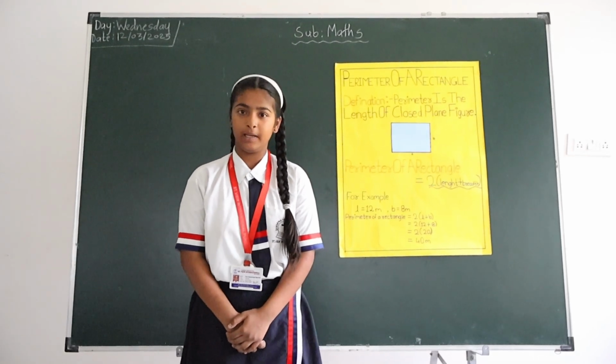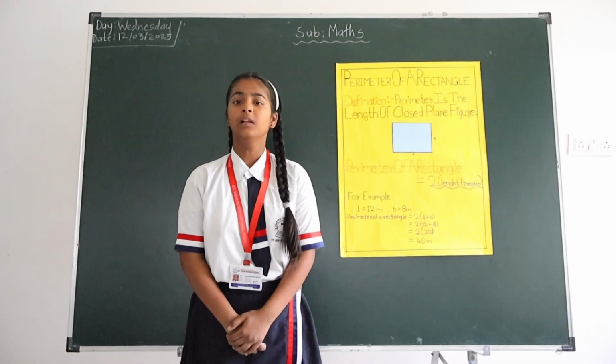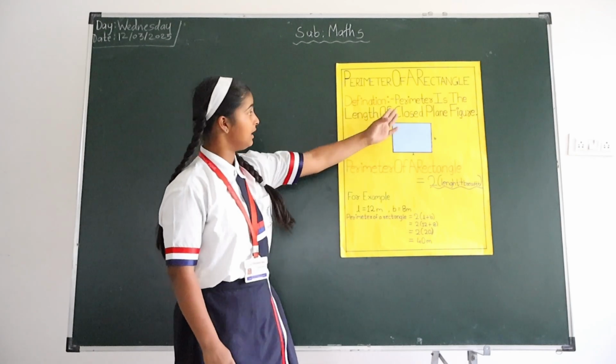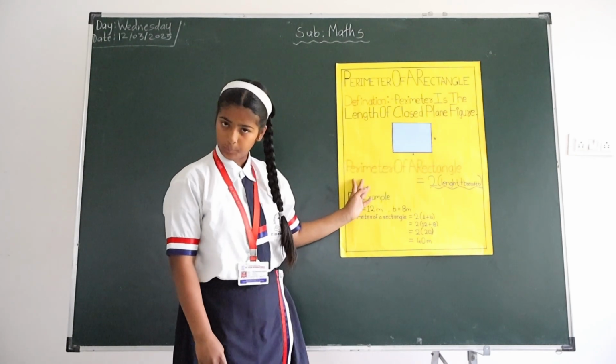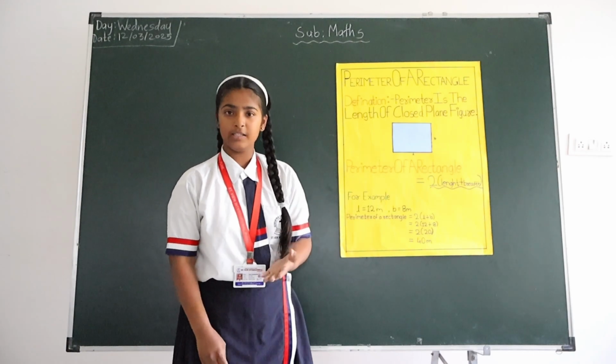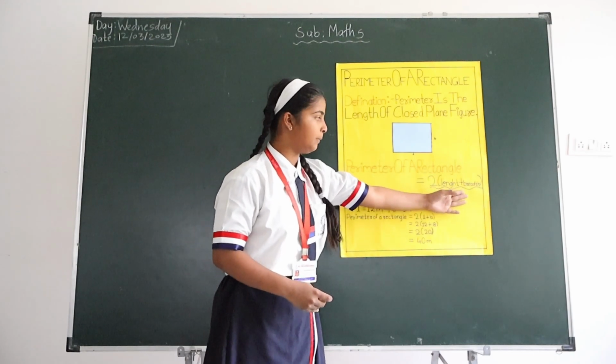Today I am going to explain about perimeter of a rectangle. Perimeter is the length of the boundary of a closed plane figure. The formula of perimeter of a rectangle is 2 into bracket length plus breadth.